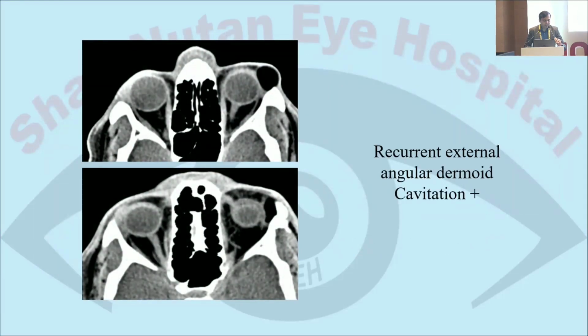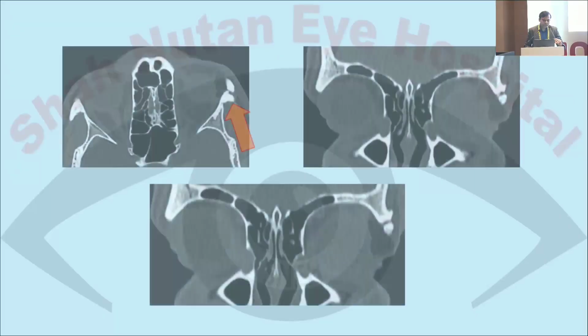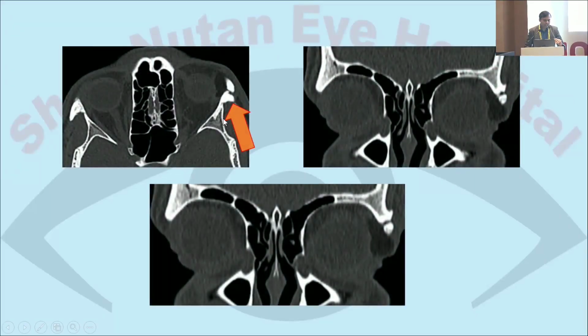And this is again a very interesting case of external angular dermoid in a middle-aged male who had previous surgeries and constant recurrence. The radiologist had reported just a cavitation in the lateral orbit. What the bone cuts revealed was a communication through the bone into the temporal fossa. So this was actually a dumbbell dermoid which had been missed in the previous surgeries, and just an orbital excision was done without curettage of the dumbbell part of the dermoid.